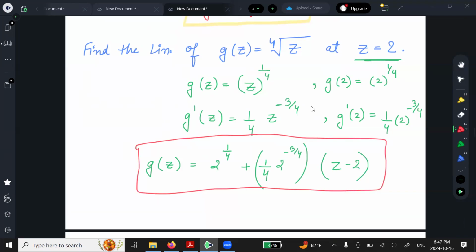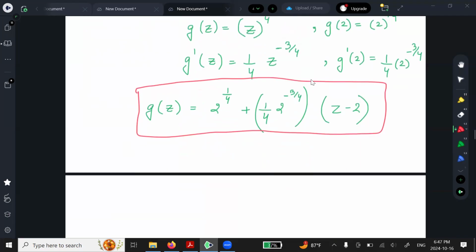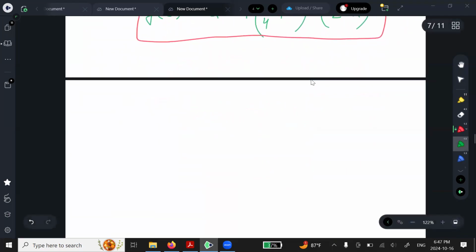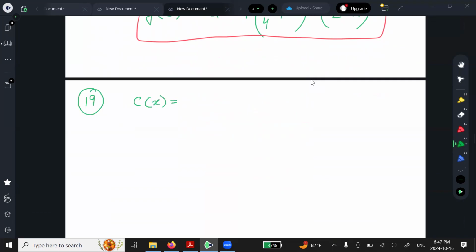Absolutely. Now, do you remember if I give you cost and I say find me marginal cost, what will you do? Differentiate, right? So just remember that. Question number 19 is really straightforward. Cost function is this, revenue function is this.